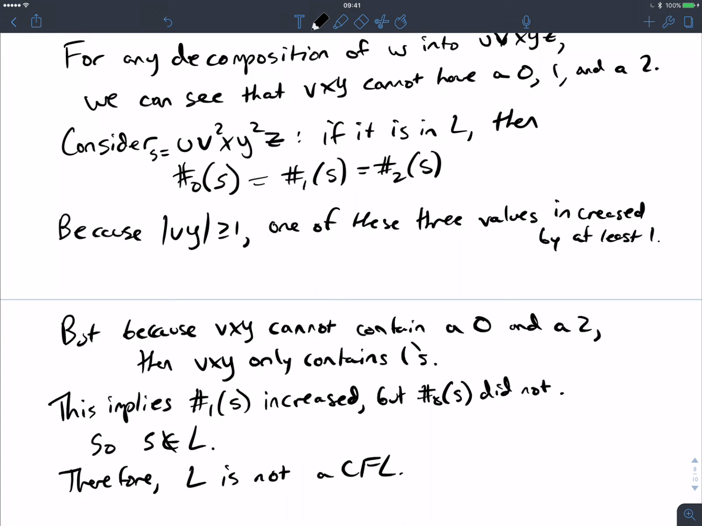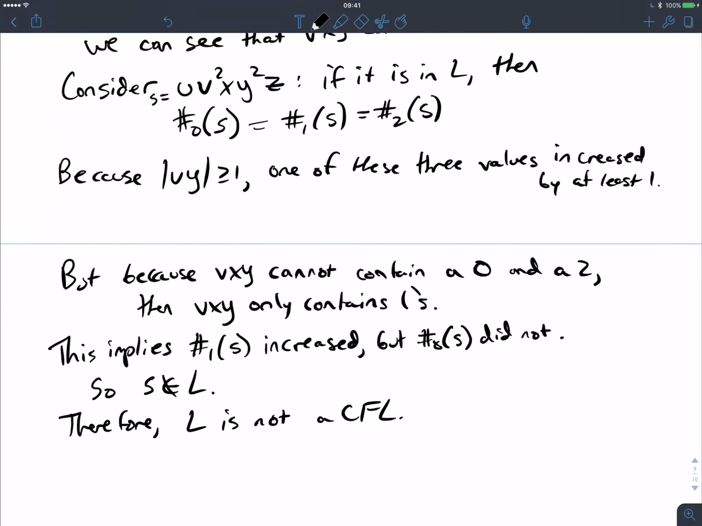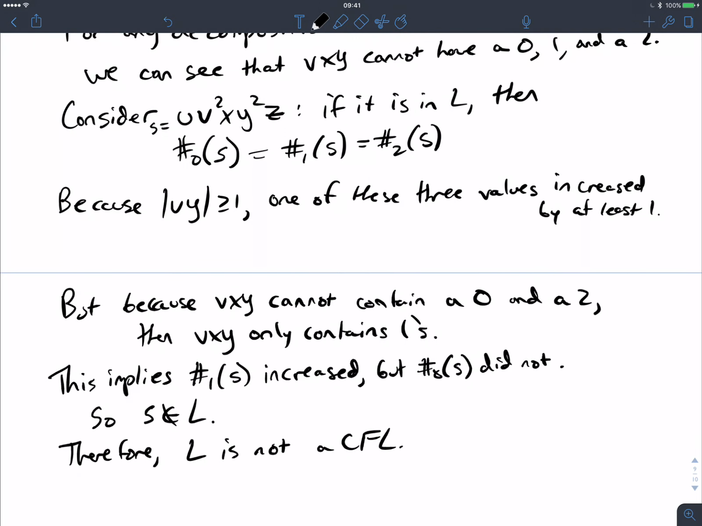Yeah? I'm still not sure why it couldn't have straddled 0s and 1s or 1s and 2s. Because in order to be in the language, the number of 0s and 2s is the same. So if it straddles the 0s and 1s, the 0s and 1s went up, but the number of 2s didn't go up. Right, but don't we have to consider that decomposition? I am, yeah. So in order to stay in the language, the number of 0s and 2s are the same. But any decomposition that doesn't increase them both simultaneously, which is every single one, that doesn't work.